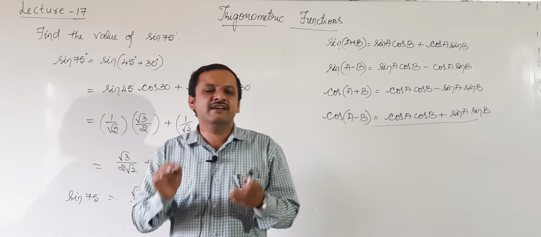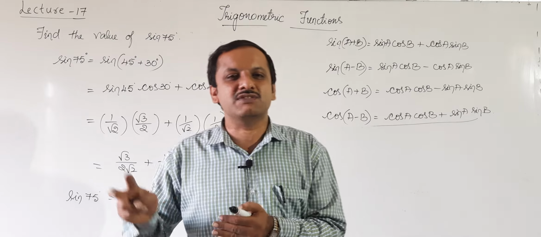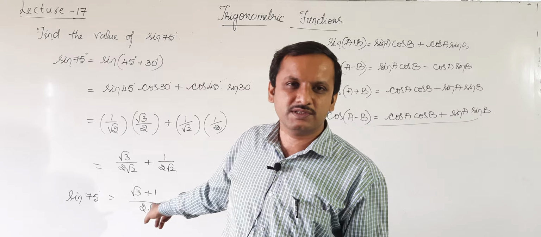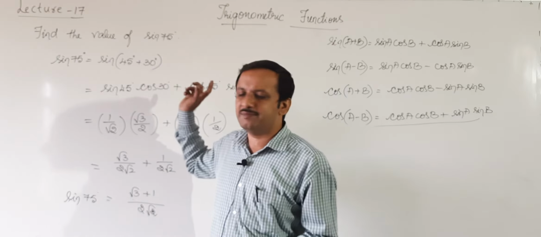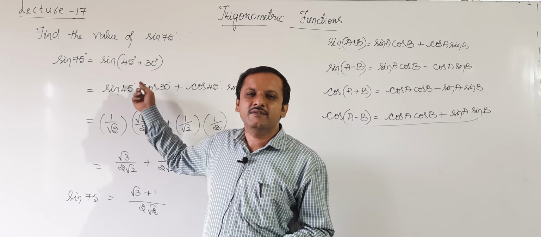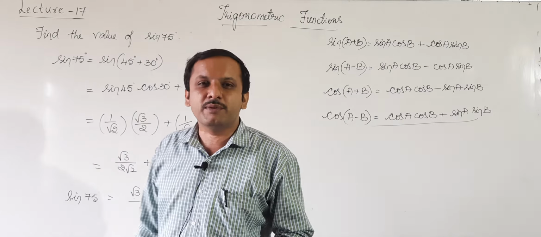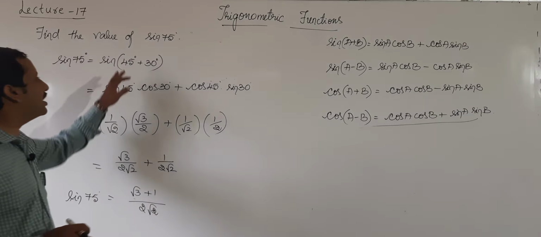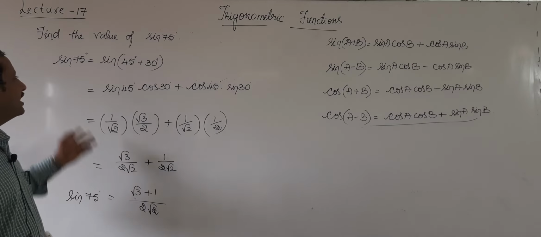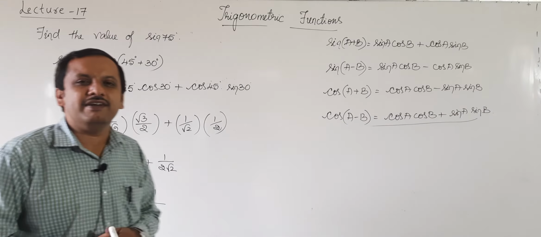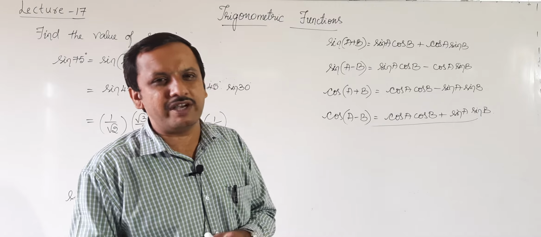If the same question, find the value of sin 75 degree, is asked for 2 marks, then you have to derive this. We know this formula, sin (A plus B) equals sin A cos B plus cos A sin B. With the help of that formula, you have to derive this. Now, some of you may be thinking, sir, why should I take 45 plus 30 only? 75 can be taken as 50 plus 25 also. Yes, you are absolutely right. 75 degree is equal to 50 degree plus 25 degree.